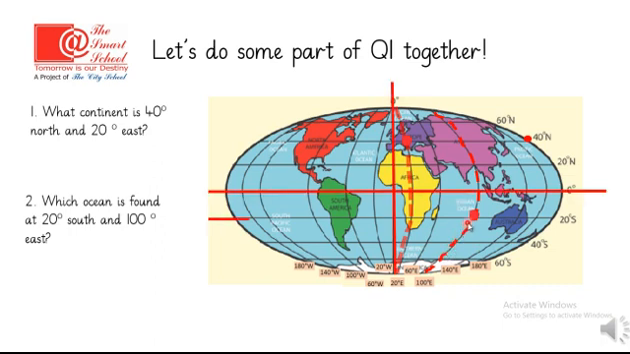Now you see, this is 100 degree and this is 20 degree. This is the intersection. This line and this line, they meet here. So which ocean is this? Yes, it's Indian Ocean. On this intersection, which ocean do we find? We find the Indian Ocean. So I hope it's clear to you, and the rest of the addresses you can find yourself. Let's move forward.